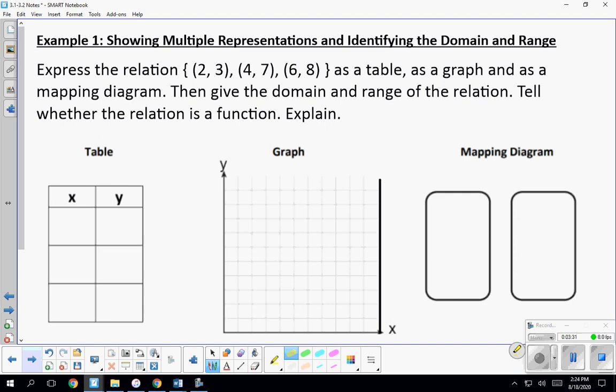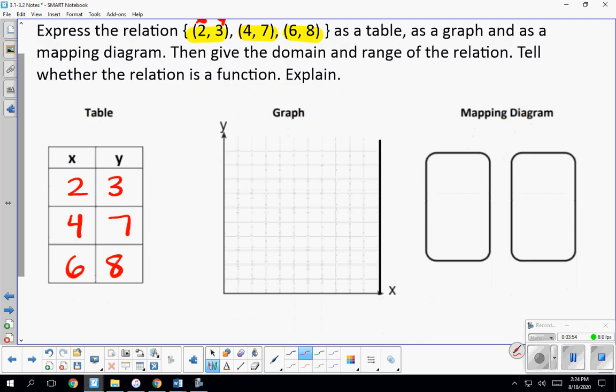So here we're given a set of ordered pairs. There are 3 ordered pairs in our set, and we need to write this in 3 different ways. So we can write these ordered pairs as a table. We have our first x, y coordinate, 2, 3. Our second is 4, 7, 6, 8. If we were to graph these, we just need to make sure that our x values correspond. So here we can just use each line as 1. And we can do the same on the y.